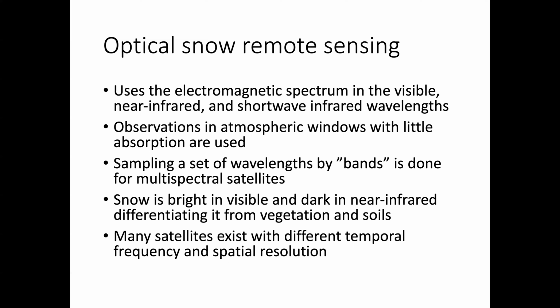Optical snow remote sensing, for our summary here, uses the electromagnetic spectrum in the visible, near-infrared, and shortwave infrared wavelengths. Observations in atmospheric windows with little absorption are used to measure the reflected solar radiation. Sampling is done through a set of wavelengths by bands for multispectral satellites. Snow is bright and visible and dark in near-infrared and shortwave infrared, differentiating it from vegetation and soils. Many satellites exist with different temporal frequency and spatial resolution.